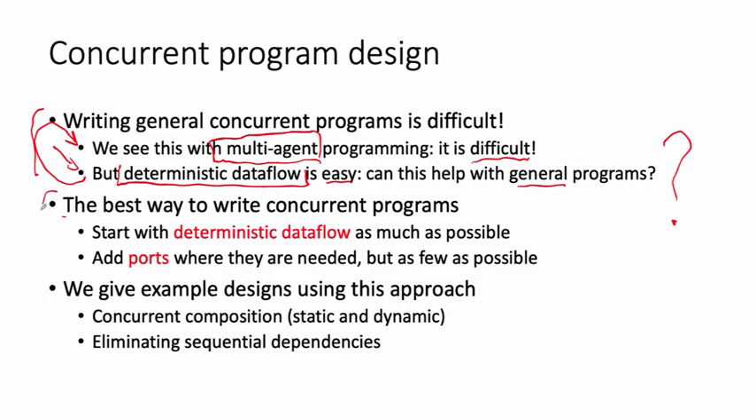This gives us the best way to write concurrent programs, the best way that I know of to make them easy to write, easy to understand, and easy to prove correct. You start with deterministic data flow and use it as much as possible, but you cannot use it everywhere. Sometimes you need to do other things. Sometimes you need ports.